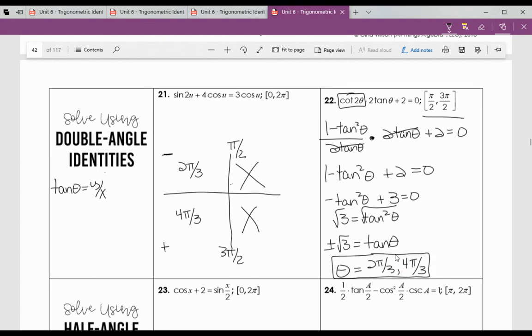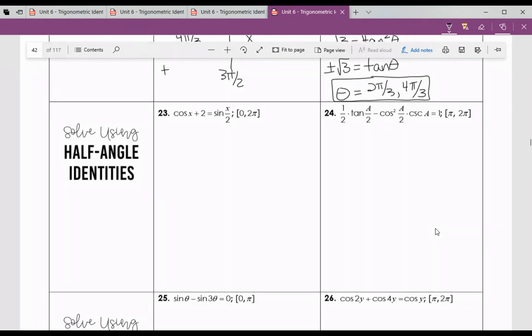Now, please make sure that you do check all of your answers so that if any of them need to be eliminated, you can eliminate them. All right, so now we're getting into two examples where half angles are used.